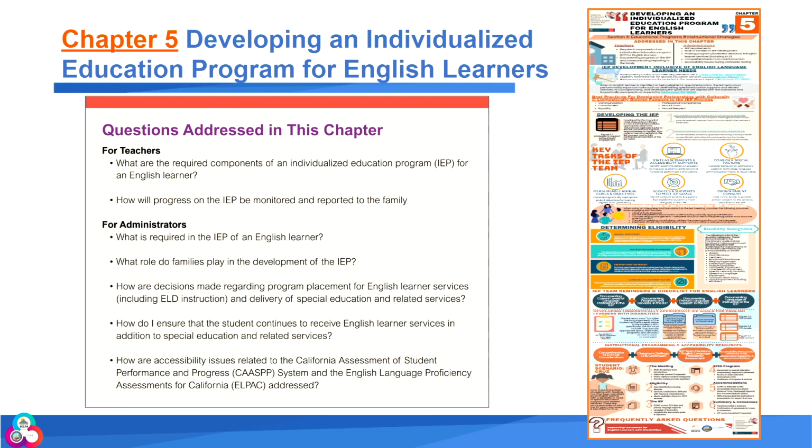You may access that for future support of the work. To set the context for when we mention practitioners, the California Practitioner's Guide is roughly broken up into 2 groups, teachers and administrators. Every chapter addresses a particular set of questions from the scope of work that you might do. For teachers: what are the required components of the IEP for an English learner? How will progress on the IEP be monitored and reported to the family? For administrators: what is required in that IEP? What is the role of families? How do we ensure that students continue to receive English learner services in addition to special education services? And also accessibility issues related to CAASPP and the LPAC. Very content heavy, so let's get started.